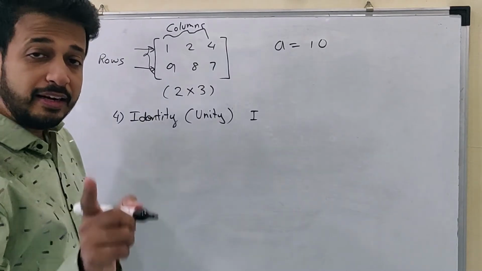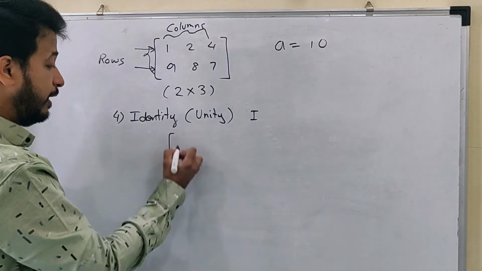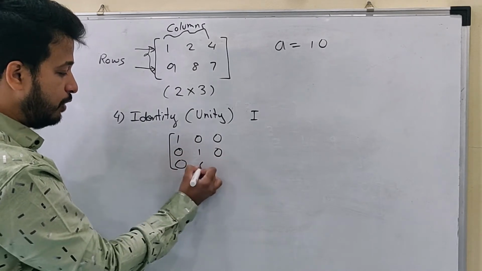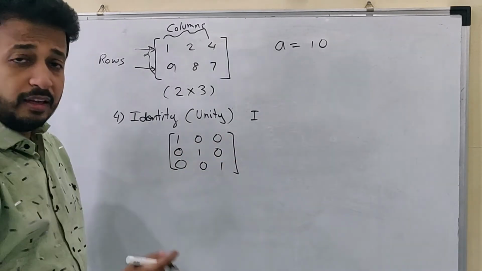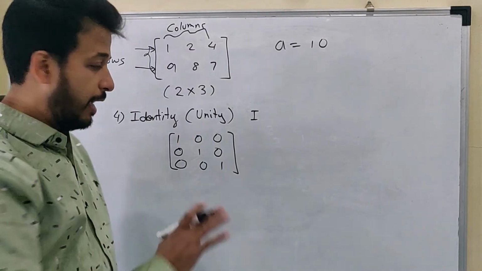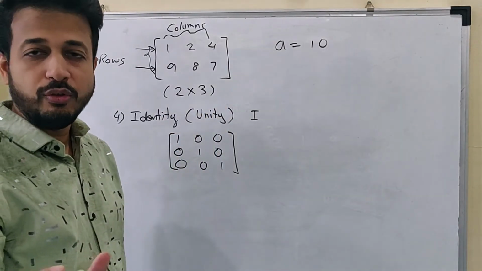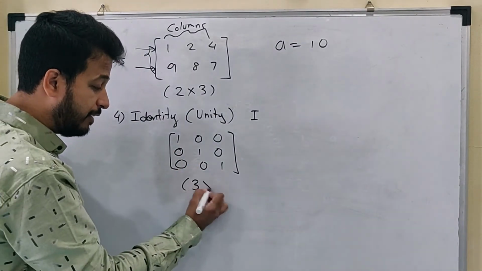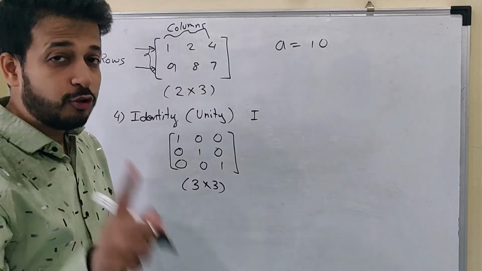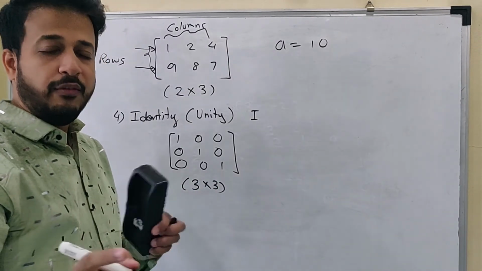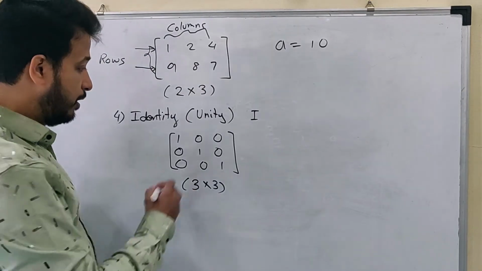So how does an identity matrix look? It is like 1 0 0, 0 1 0, 0 0 1. This diagonal has to be 1 and all the rest of the numbers have to be 0. Then only this matrix is called an identity matrix. The order of this is 3 by 3. That's why it is called a square matrix. I have already taught you what a square matrix is, where rows and columns are the same.